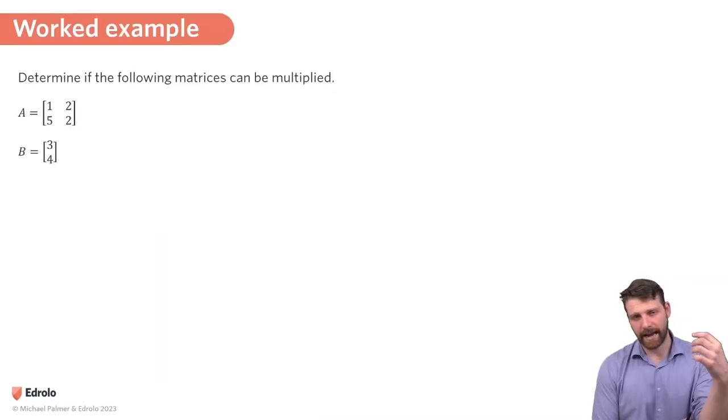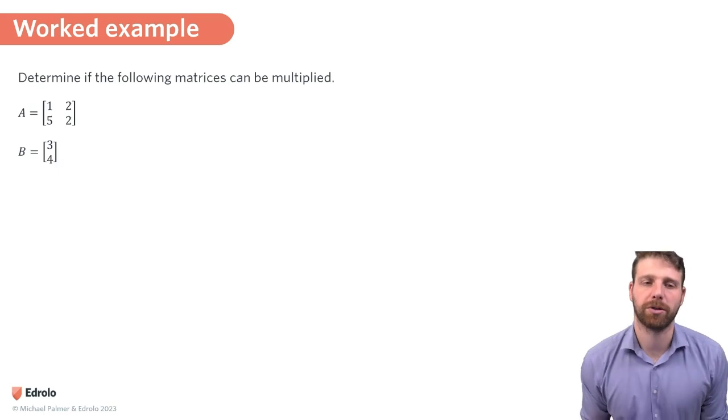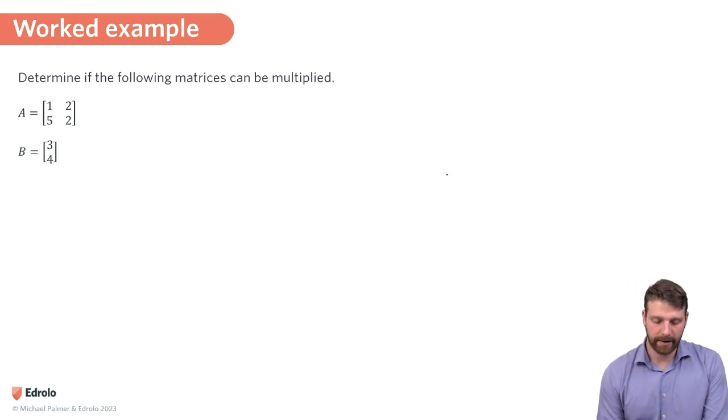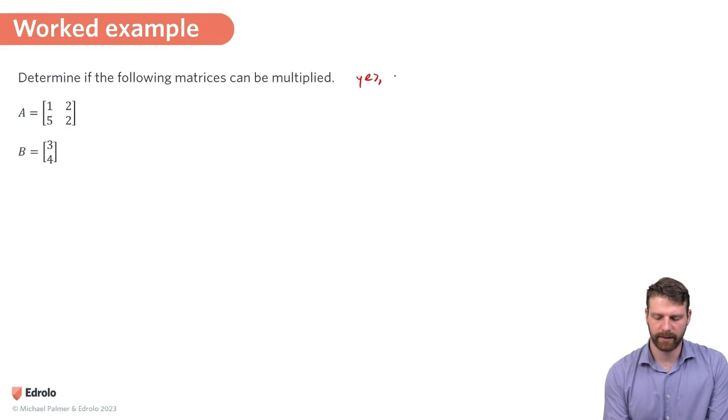Okay, so here's two matrices A and B. Determine if the following matrices can be multiplied. Okay, so can I do it? The answer is yes, in a certain way.